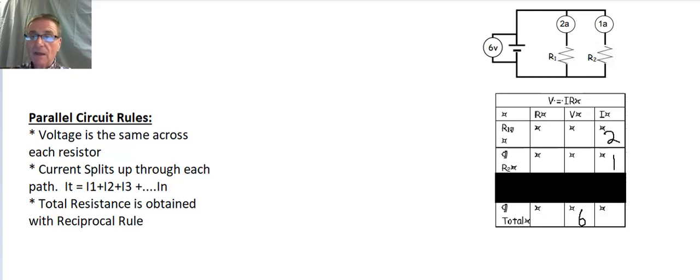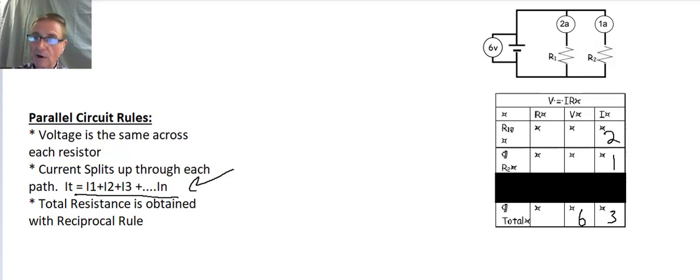Well, we don't have any 2 pieces of information in any row, but we do have enough information in the current column to come up with a total current. And what do we do to get the total current in a parallel circuit? We just add them up. Our rule right there. So 2 plus 1 is 3 amps. Our total current is going to be 3 amps.